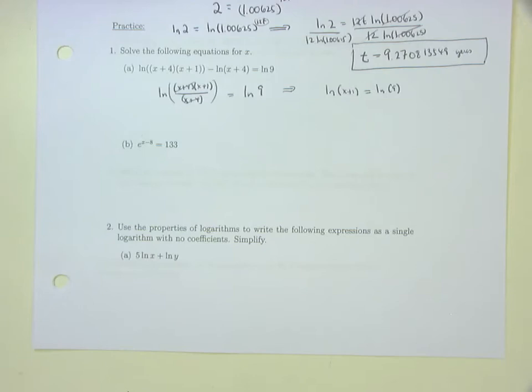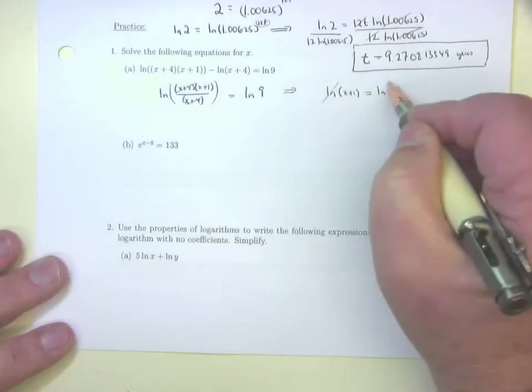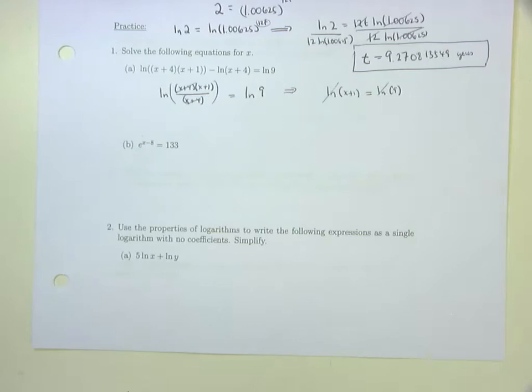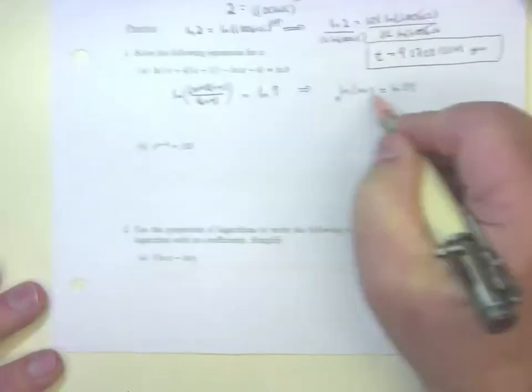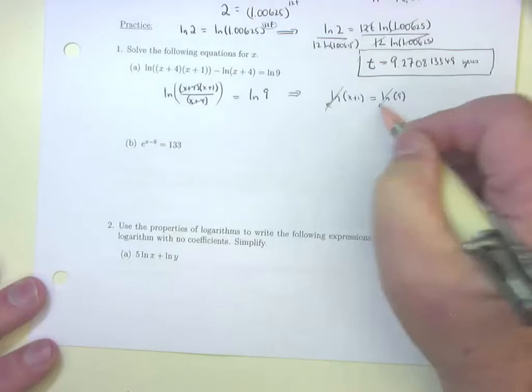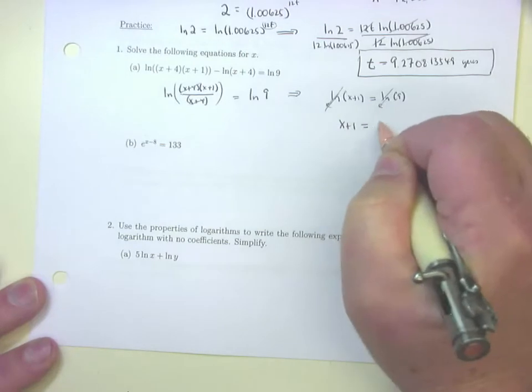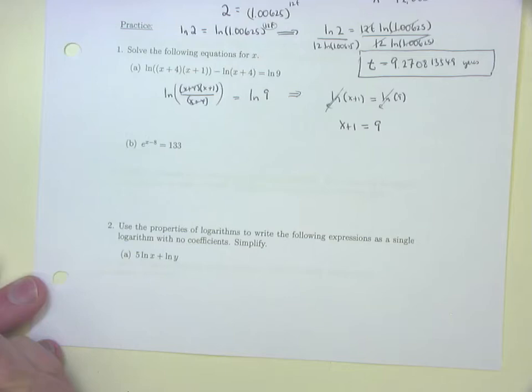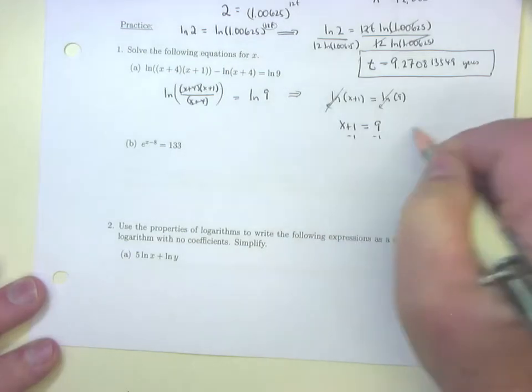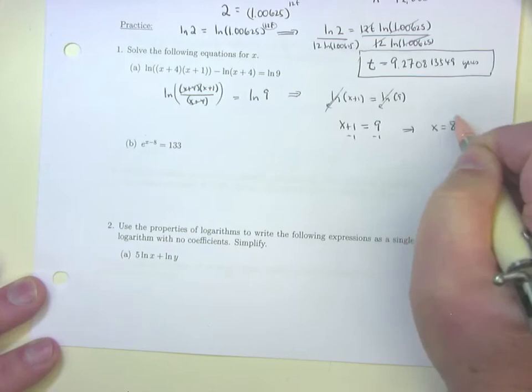Does that make sense? Now, we had another property. When you've got the log of something equals the log of something, what do we do with our logs? They cancel. We can cancel the logs. What I do to one side, I do to the other. Officially, I'm raising e to both sides, but you can cancel the logs as the end result here. And you end up getting x plus 1 equals 9. And now solve for x. Subtract 1 from both sides, and you get x equals 8.